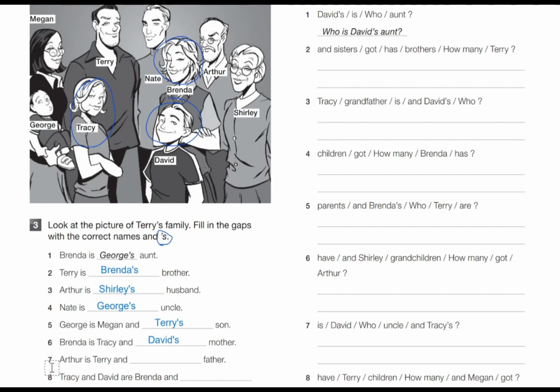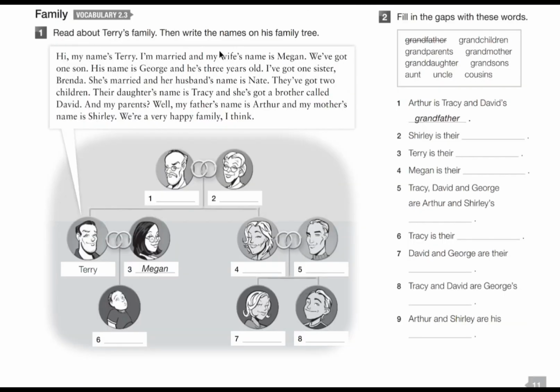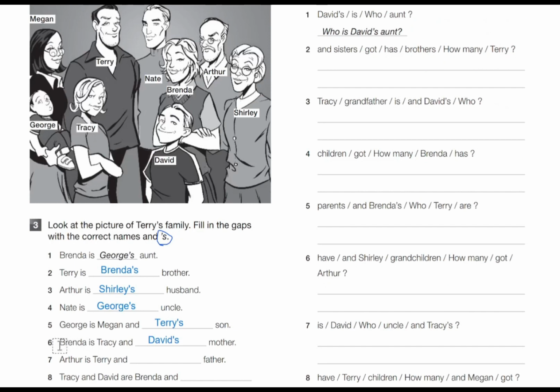Number 7, Arthur. So we're going to remove. So Arthur here, number 7. Arthur is Terry and father. So Arthur is father. From the information here, we know that they have got one son, Terry, and one daughter, Brenda. So Arthur is Terry and Brenda's father.